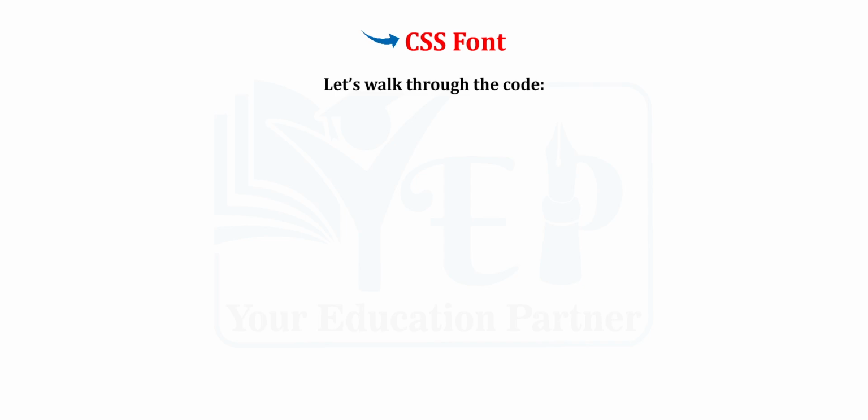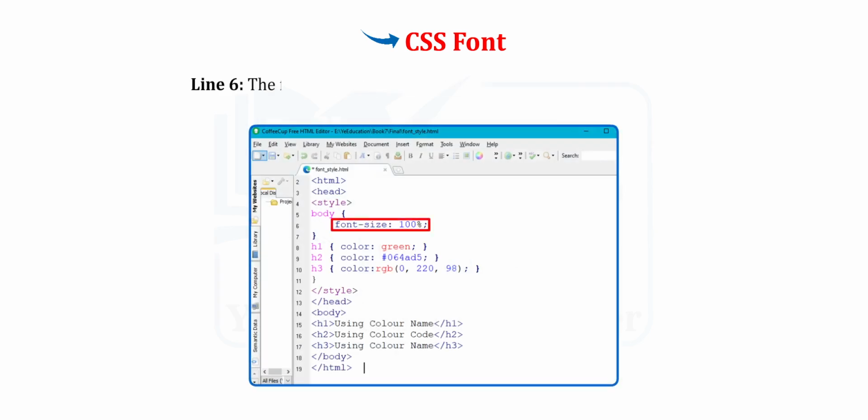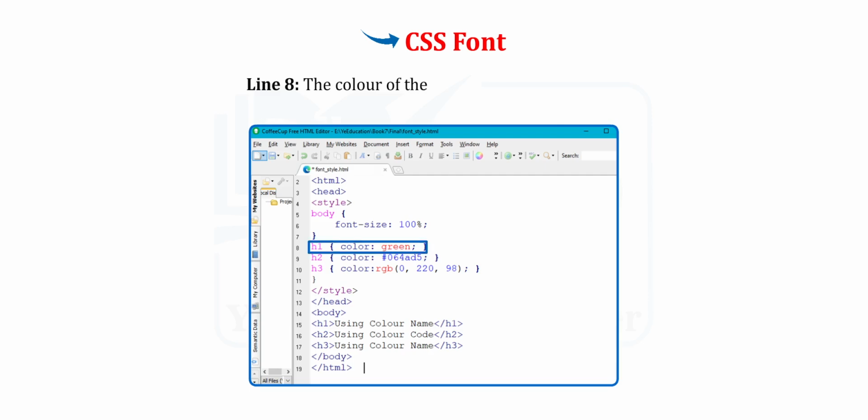Let's walk through the code. Line 6. The font size property is used to define the size of the font. Line 8. The color of the H1 selector is set to green. This means that text that uses the H1 tag will have a green color.